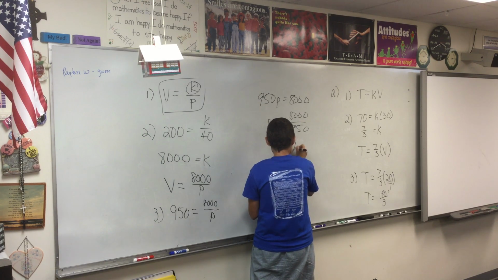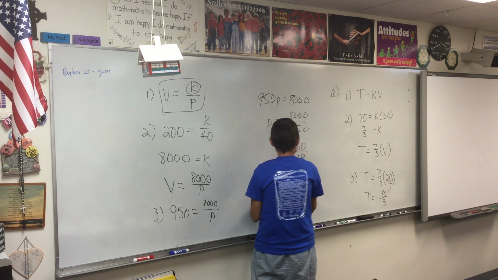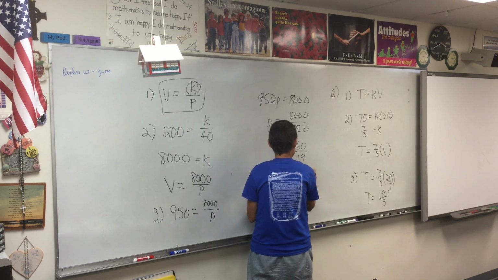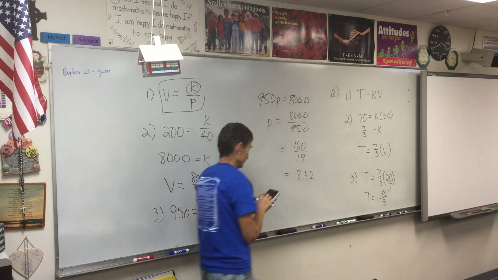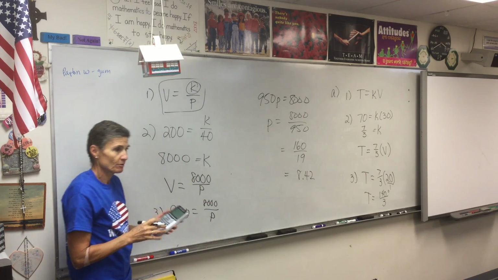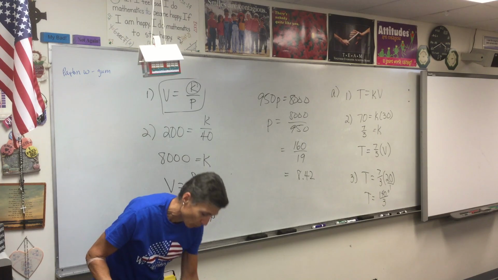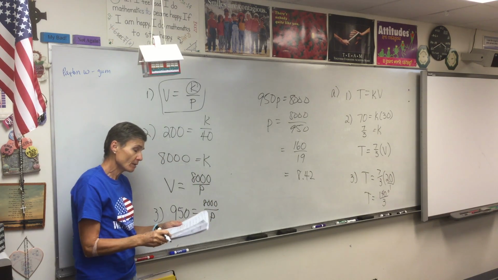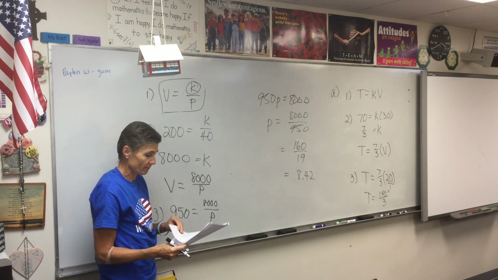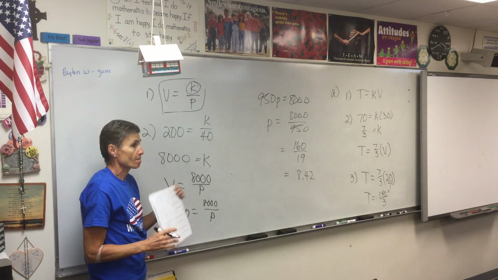Well, if you do it as a fraction, it's 160 over 19. If you do it as a decimal, it's about 8.42. Which one? Doesn't matter to me. Well, fraction would be better, but I'm not going to count it wrong if you use a decimal. The fraction is better because there's no round off error in it.